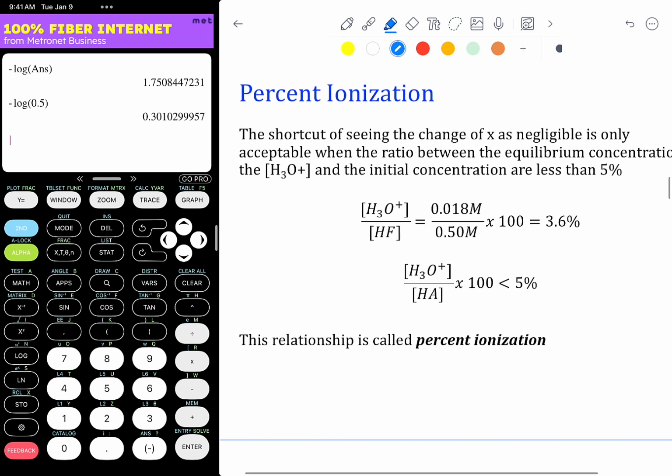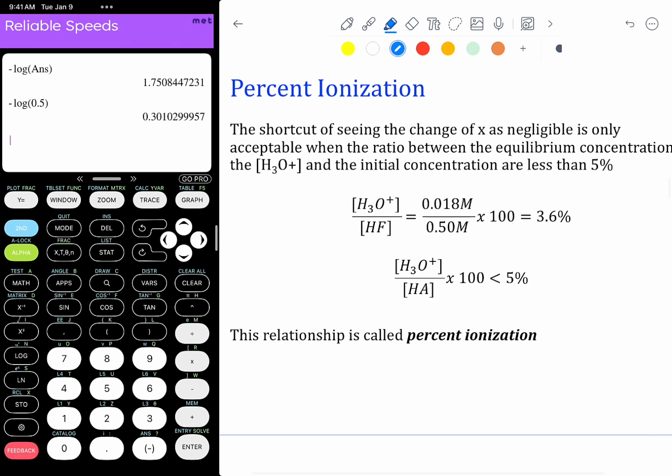And this has to do with the shortcut that we take in our ice tables, our approximation that X can be seen as negligible. So, the shortcut of seeing the change of X as negligible is only acceptable in ice tables when the ratio between the equilibrium concentration of H3O plus or H plus, whichever one you use, same thing, they're interchangeable, and the initial concentration of that acid is less than 5%.